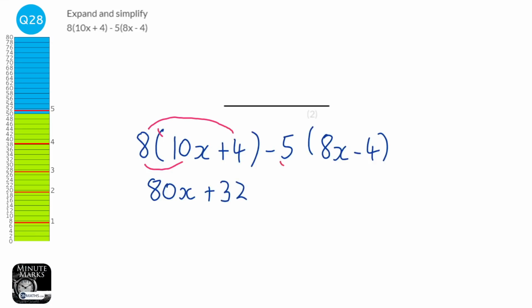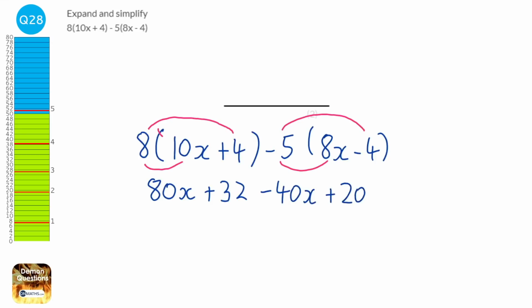Now here we've got a minus 5 on the outside, so we do minus 5 times 8x, which is minus 40x, and minus 5 times minus 4, which is actually plus 20. A lot of students will write take away 20 there, but that is a minus 5 on the outside of the brackets there. So it's minus 5 times the minus 4 there will give you a plus 20.